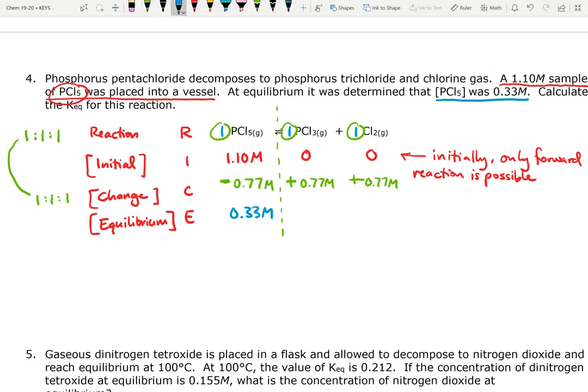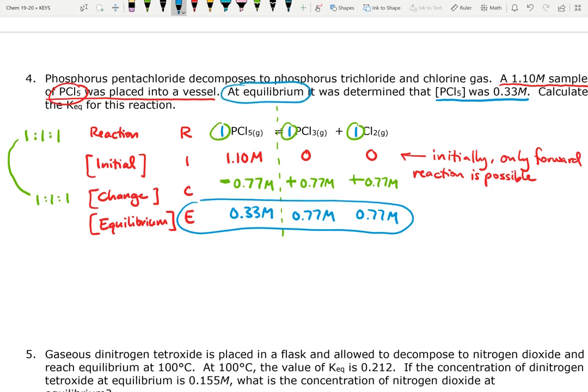As I go to fill in my last row, all I have to do is take initial and change and put them together. So for PCl3, I started at 0. I'm increasing by 0.77. It will end at 0.77. 0 plus 0.77. And the same is true for chlorine. It'll be 0 plus 0.77. So my equilibrium line, my equilibrium concentrations, when equilibrium is reached, as the problem says, those are my concentrations. And those are what I'm going to use to calculate KEQ. These are always the ones we're going to use in our KEQ expression. Because remember, KEQ is an equilibrium expression.